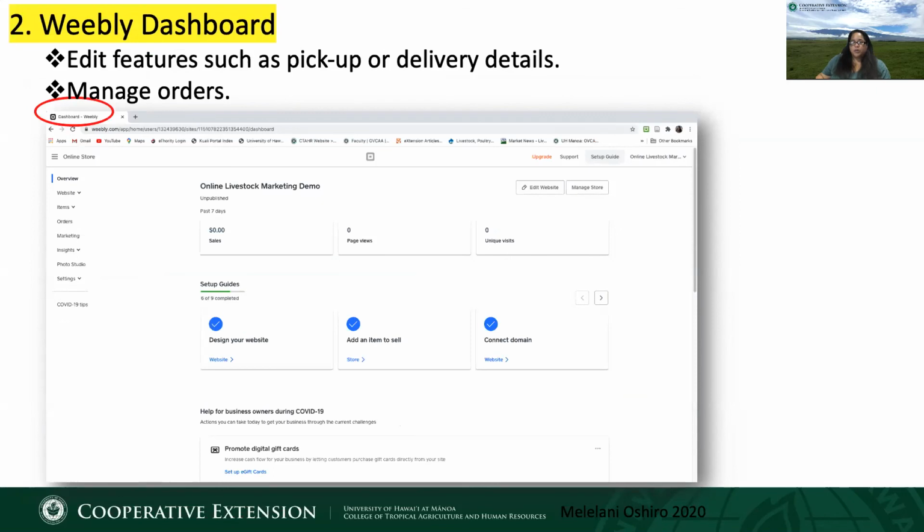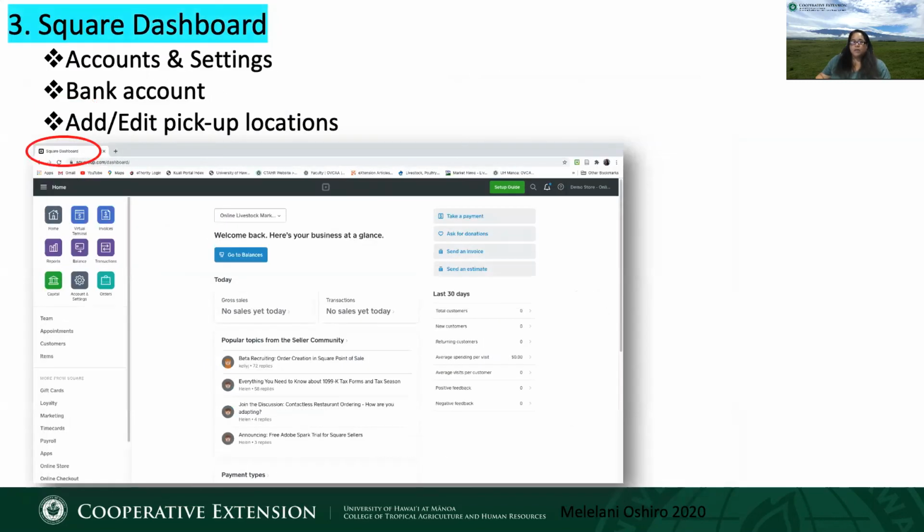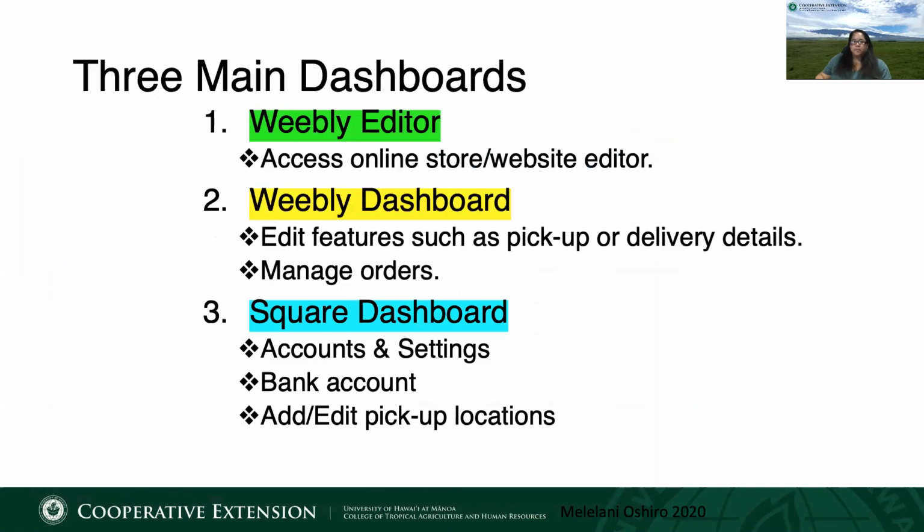Our second dashboard is the Weebly dashboard, where you edit features such as pickup and delivery details. You can manage your orders in the Weebly dashboard. And the third dashboard that we looked at was our Square dashboard, which has accounts and settings. Our bank account information is edited or added here, and you can add and edit pickup locations and create a new location, all done here in our Square dashboard.